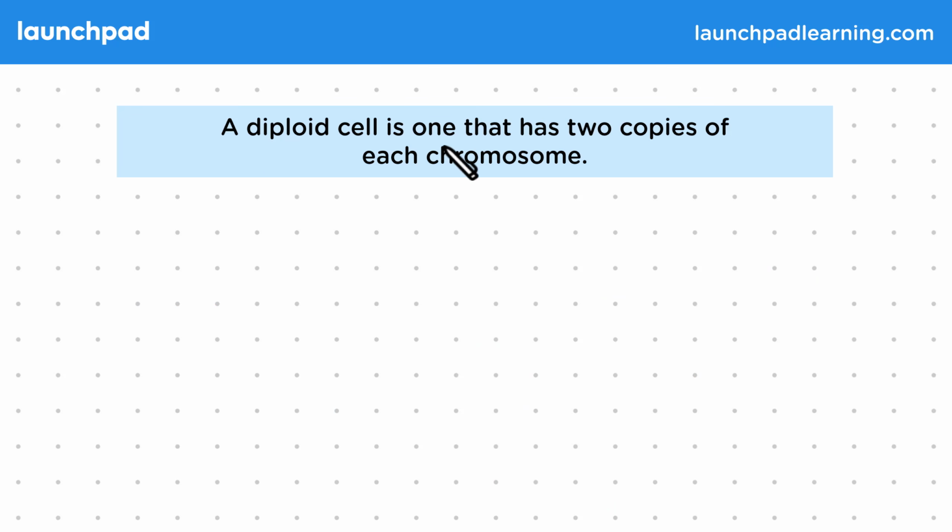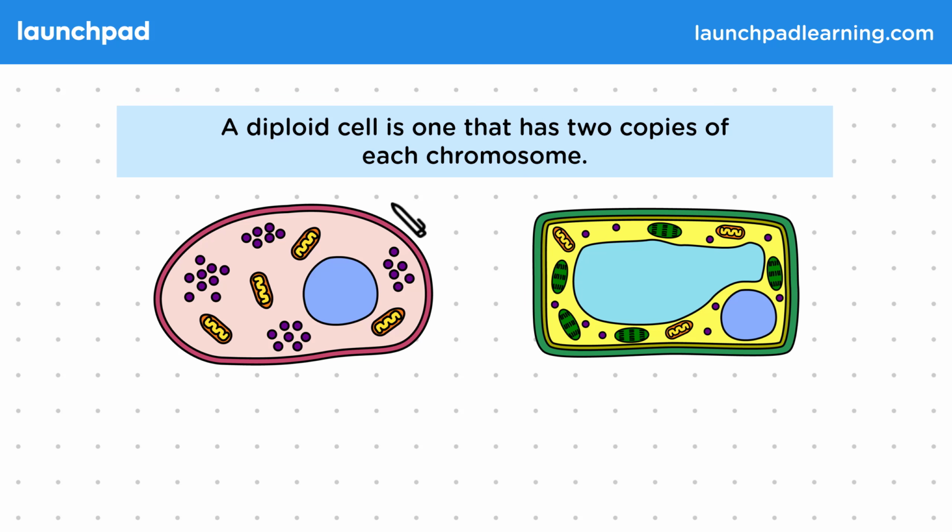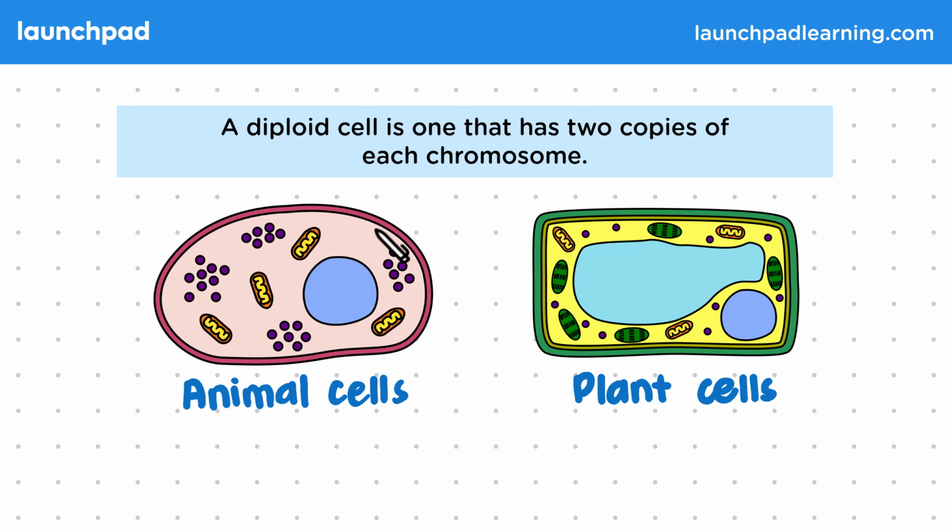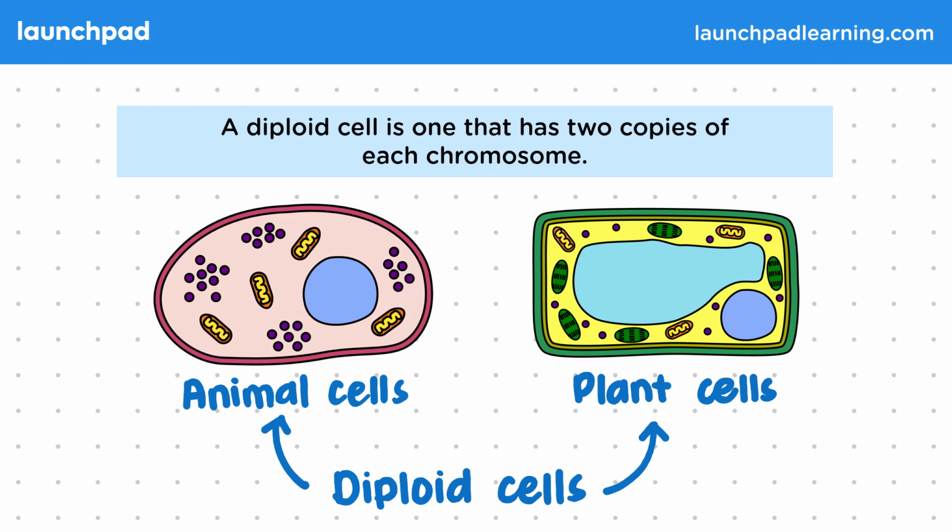A diploid cell is one that has two copies of each chromosome. On the left, we have a diagram that shows an animal cell, and on the right is a plant cell. Nearly all animal cells and many plant cells contain two copies of each chromosome. Because of this, we call these diploid cells. How many chromosomes do we have?